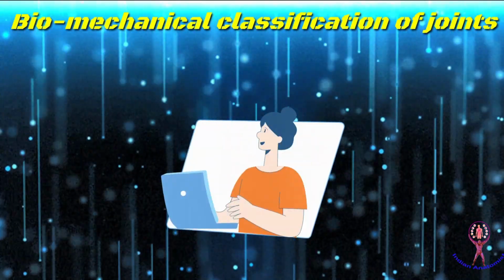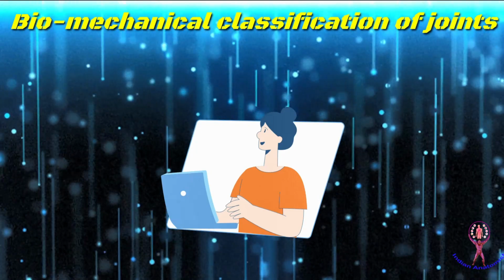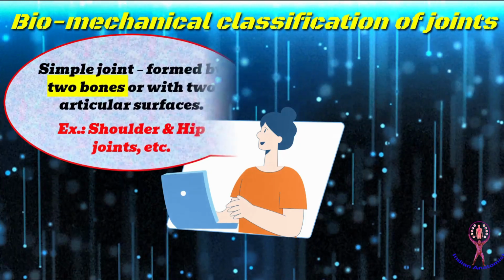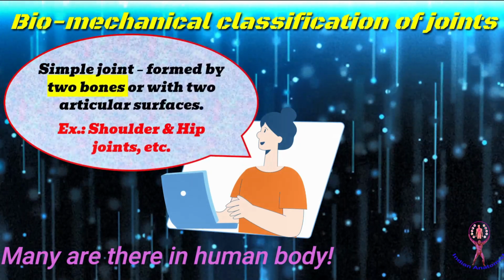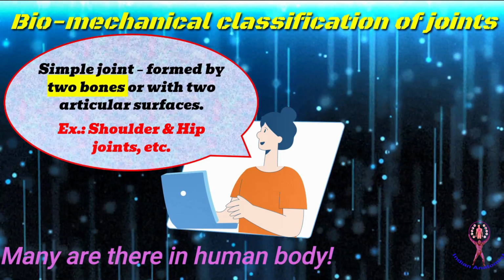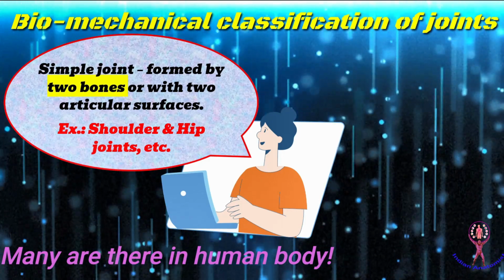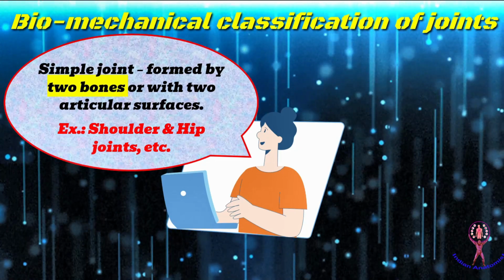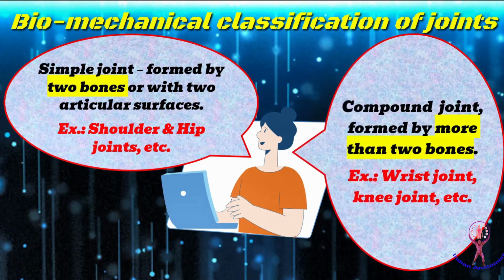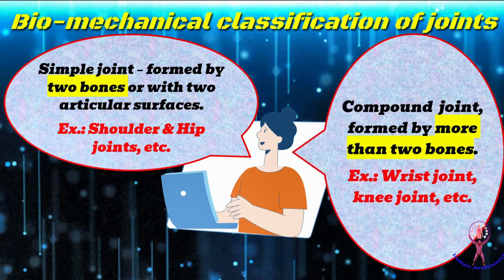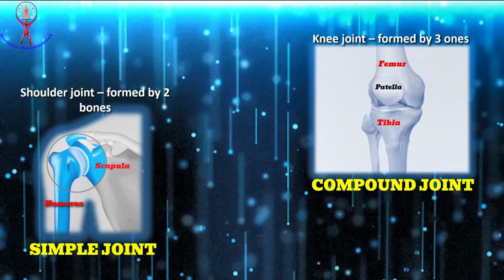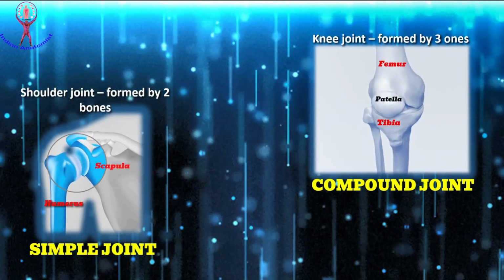Final and third variety of joint type is biomechanical classification. In this type, joints are classified into 2. 1. Simple joint, formed by 2 bones, or with 2 articular surfaces, and the examples are shoulder joint, hip joint, etc. Number 2 is compound joint, means formed by more than 2 bones. Examples are wrist joint, knee joint, etc. Here are the examples of simple joints and compound joints.